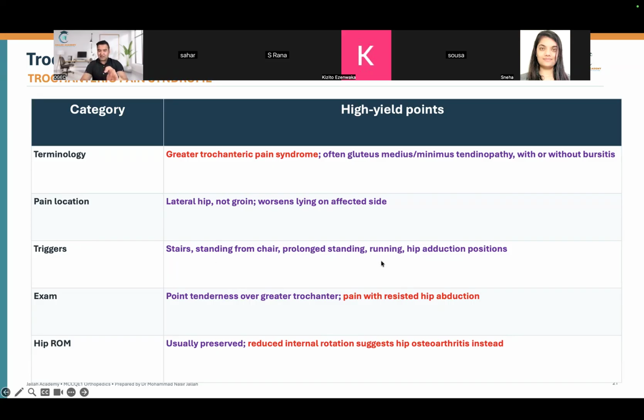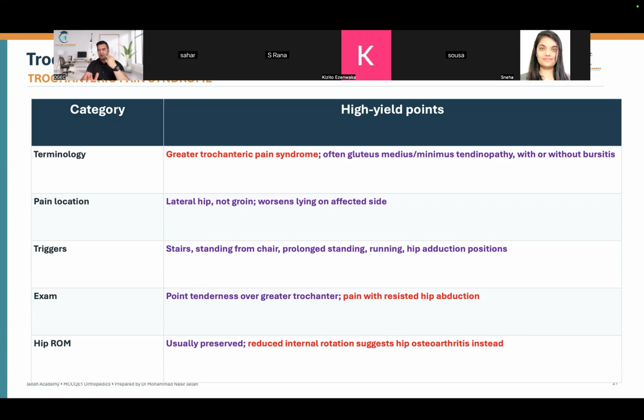Remember, these are the most important triggers that you need to remember. If a patient with lateral hip pain gets triggered by using the stairs, standing from a chair, prolonged standing, running, or hip adduction, it is trochanteric pain syndrome, okay? Exam: point tenderness over the greater trochanter with resisted hip abduction.